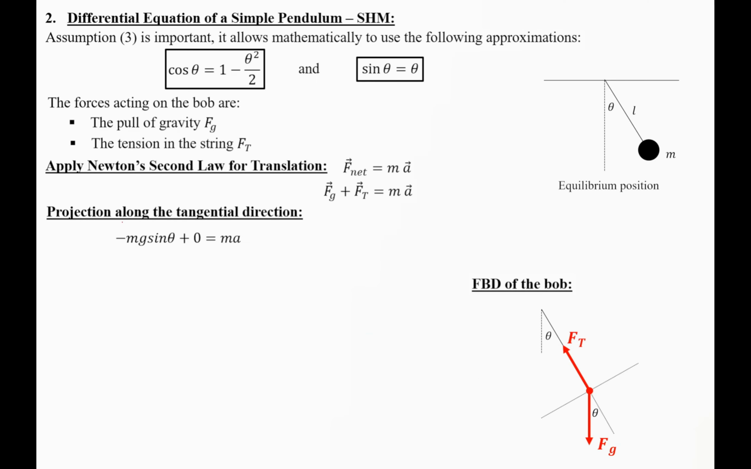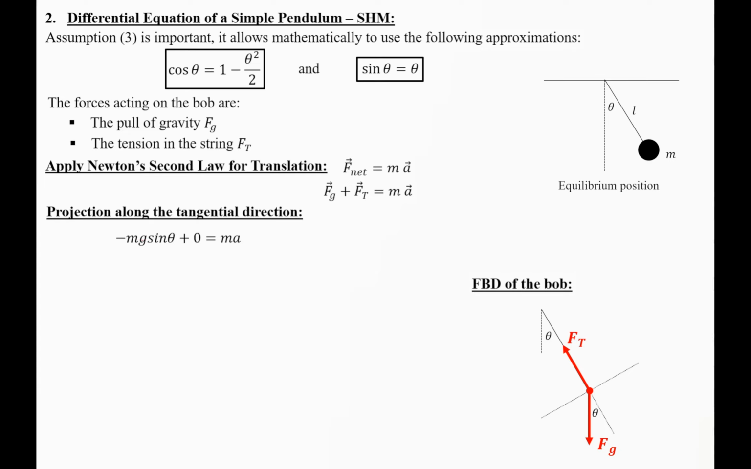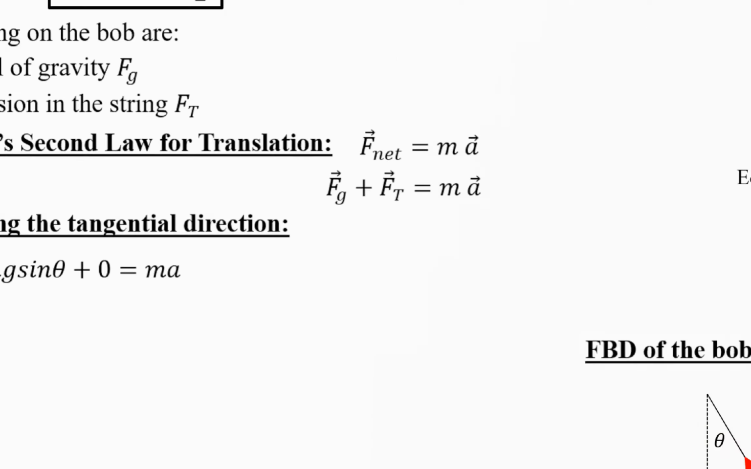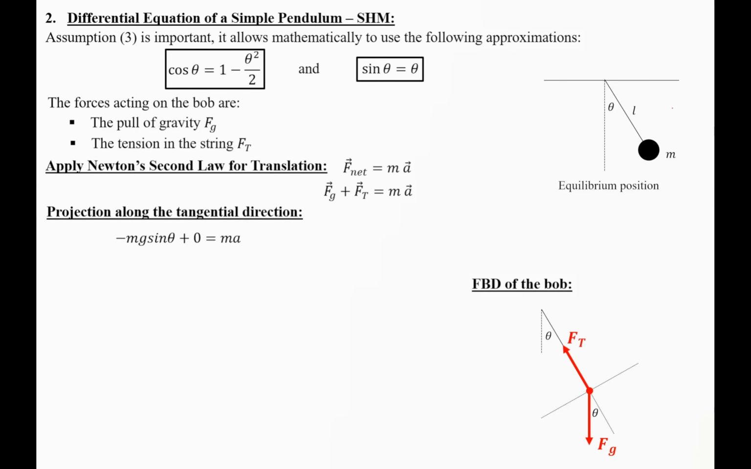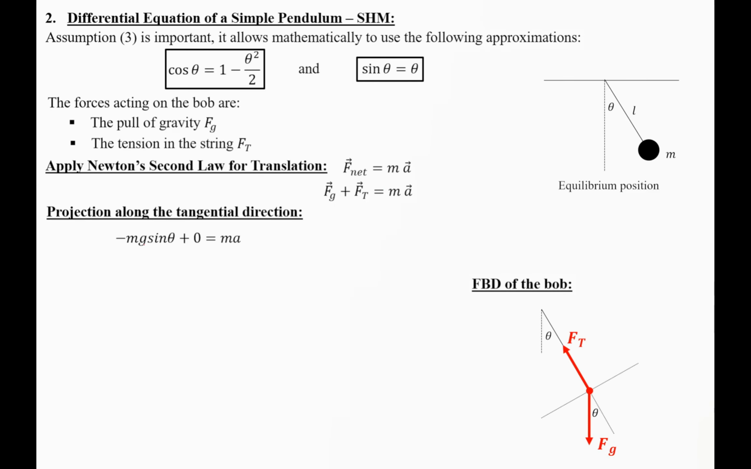Because the pull of gravity is playing the role of the restoring force, here we have added a minus sign, and this is very important. It's not about the positivity or the negativity of the direction. It's just because we understand that the pull of gravity tries to pull the bob into its equilibrium position along the equilibrium line. So this is a restoring force. And that would be minus mg sine theta equal to ma.